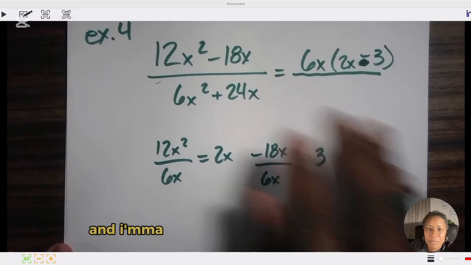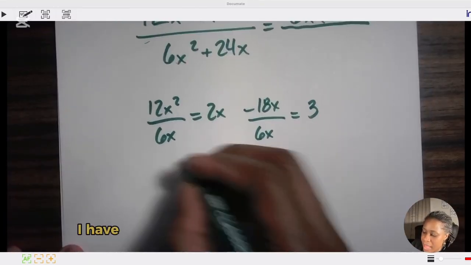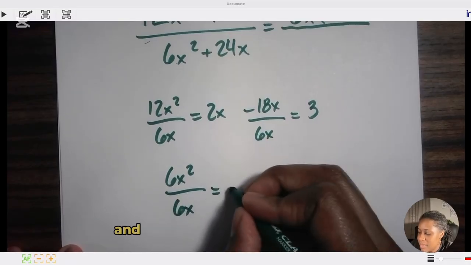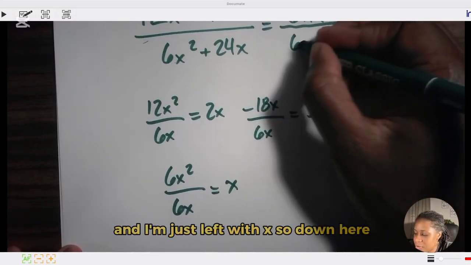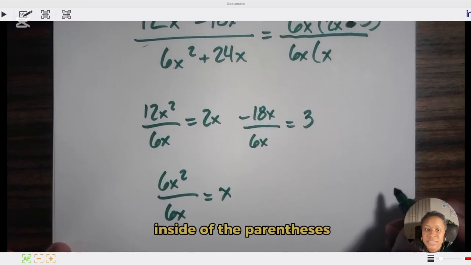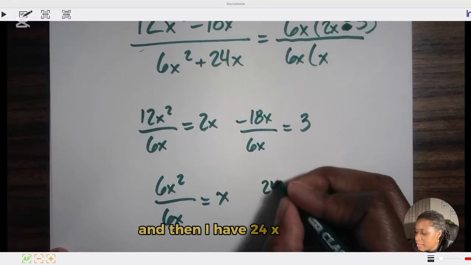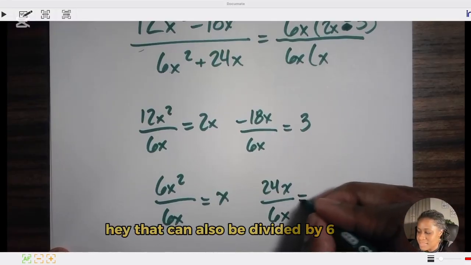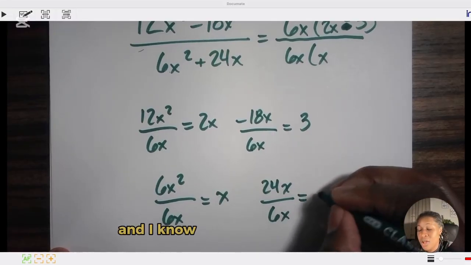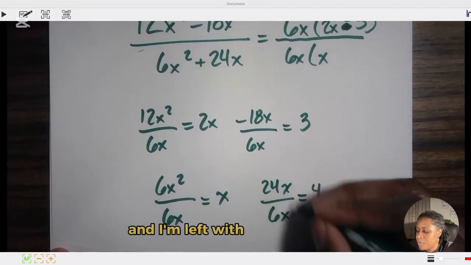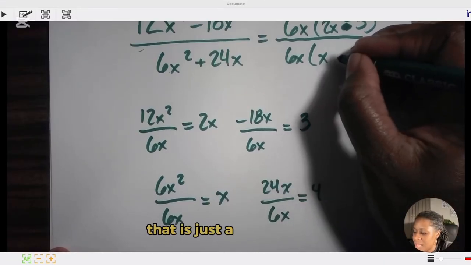All right. And I'm going to do the same thing at the bottom. I have 6x squared, and I'm going to divide that by 6x. And I'm just left with x. So down here, I'm going to put 6x, and then x right here inside of the parentheses. And then I have 24x. Well, 24x, hey, that can also be divided by 6 and x. And I know 6 can go into 24 4 times. And I'm left with x canceling out. That is just a plus 4.